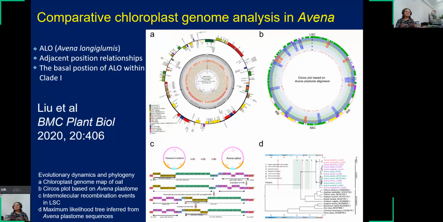Based on chloroplast genome sequences, the phylogenetic relationships between oat and its wild related species were investigated. The basal position of ALO within clade 1 was strongly supported. Candidate A genome ancestors for hexaploid oat species. ALO is short for Avena longiglumis.